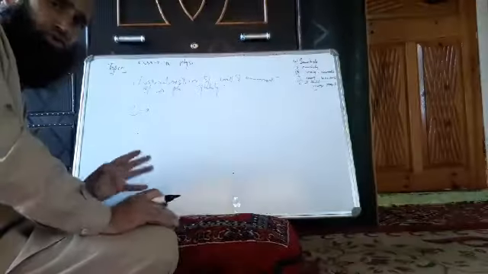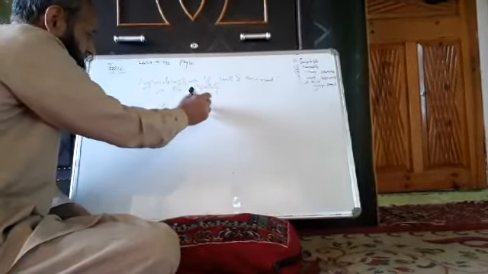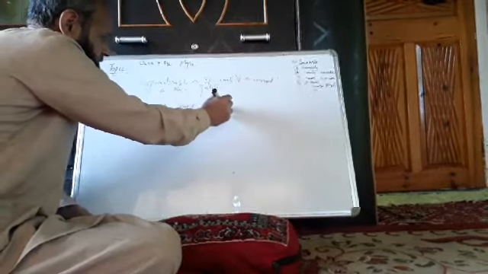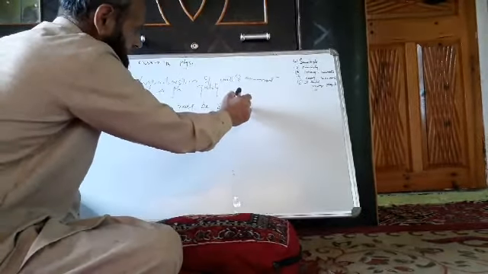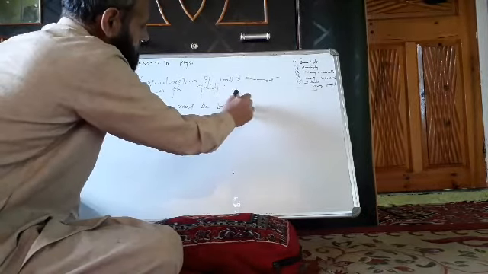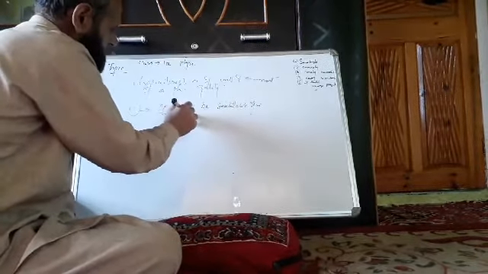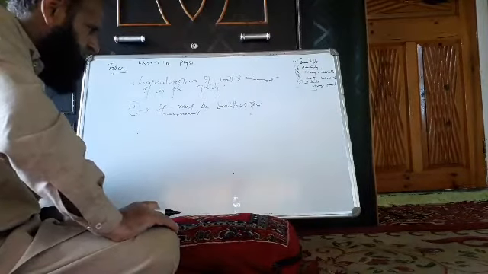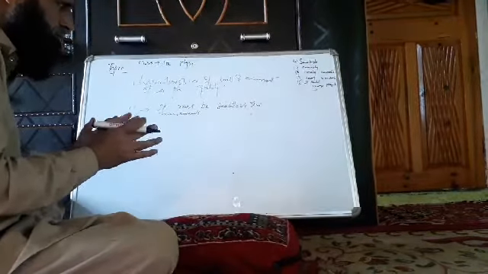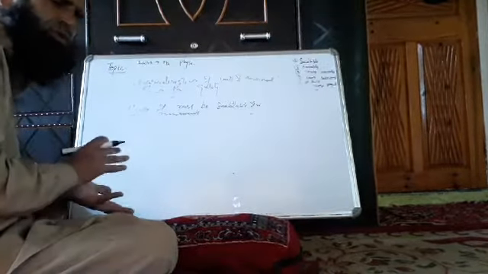It must be suitable for measurement. Its first characteristic is it must be suitable for measurement. That means we should have such a unit which is suitable.